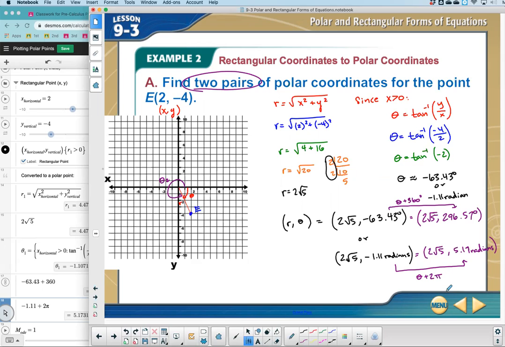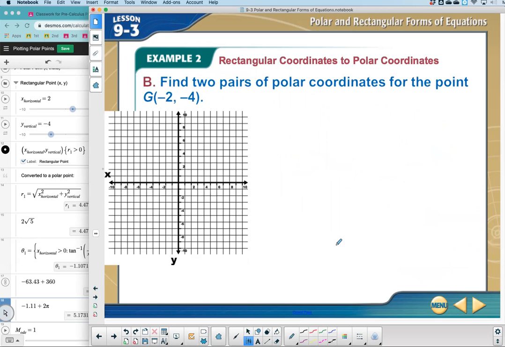All right, so there it was. I listed 2 different pairs of polar points, and I did it not only in degrees, I did it in radians as well. Remember, there's 4 different ways you could write this point. I just chose to go one full circle. All right, let's try this all over again.